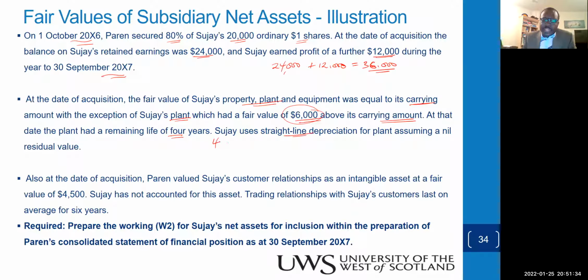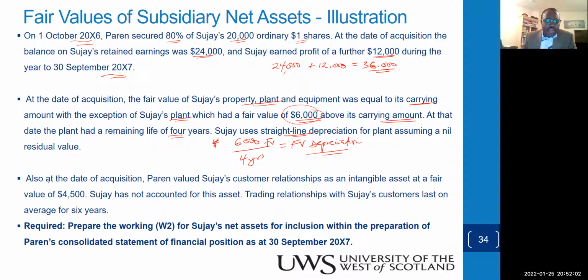Okay, the 6,000 fair value must thus be divided by the useful life of 4 years, right? By the useful life of 4 years. Okay. For plant, assuming a nil residual value, there's a nil residual value. Okay. So this one will give us our fair value depreciation. Okay, our fair value depreciation, which needs to be adjusted.